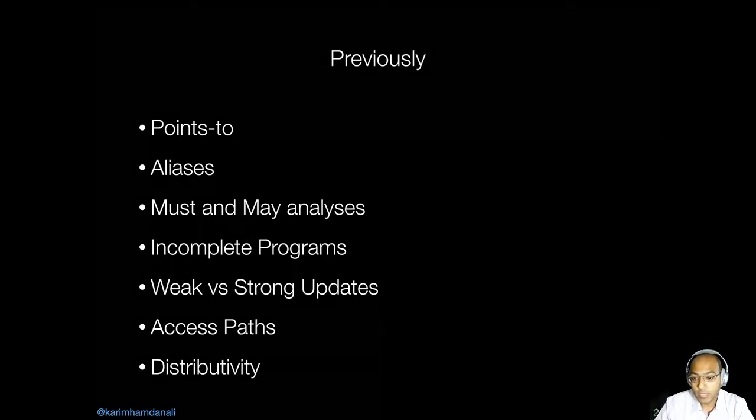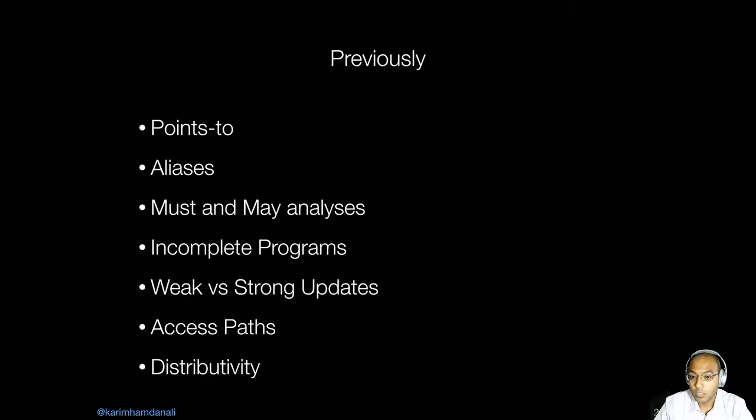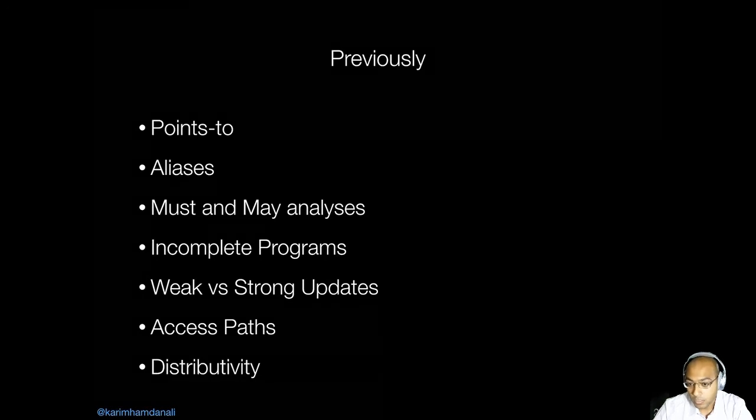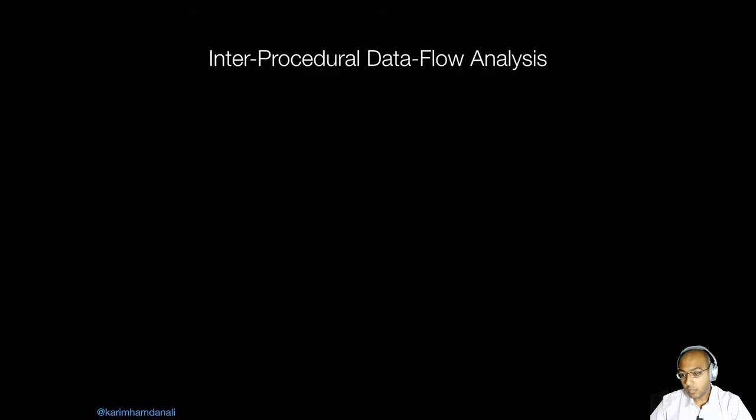We also covered access paths and how we can use them as object descriptors, and how that allows us to easily identify aliases and also have descriptive labels for objects that we are going to use and propagate in our data flow functions. We very briefly talked about distributivity towards the end of the lecture last time, but we're going to talk about it more at length when we start talking about IFDS in about a week from today. In today's lecture, we are going to start now to combine all the information that we have had.